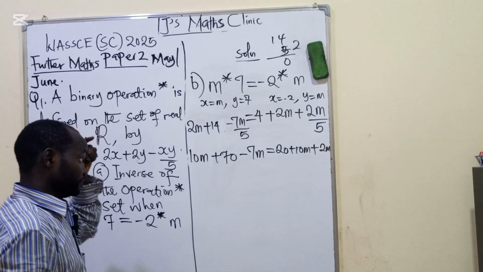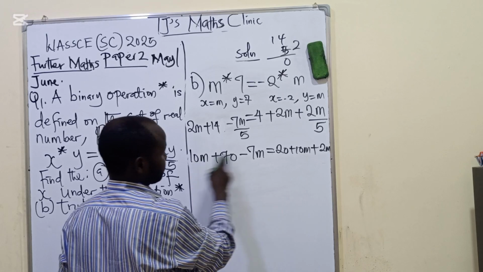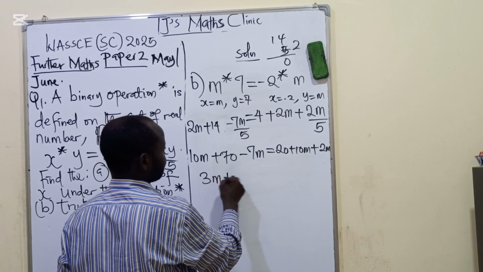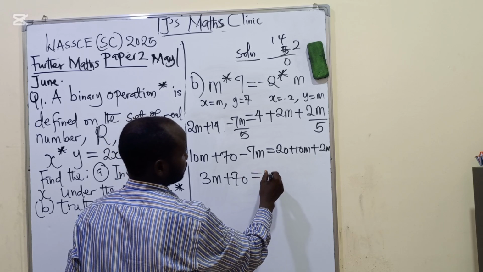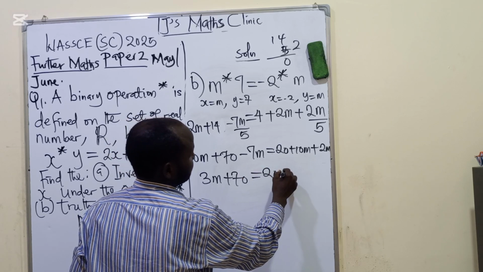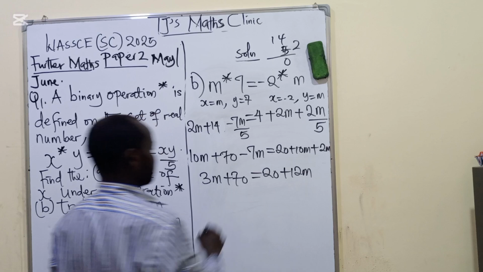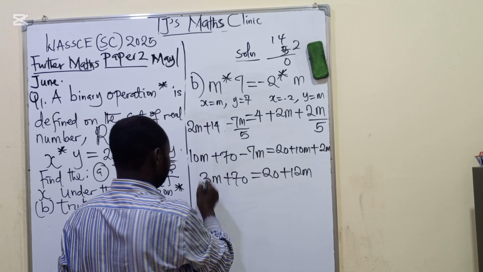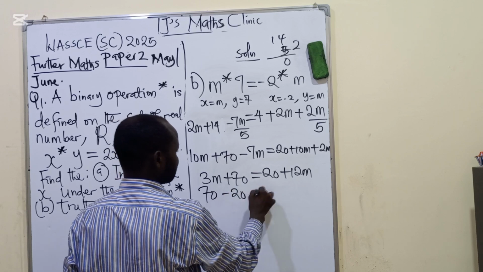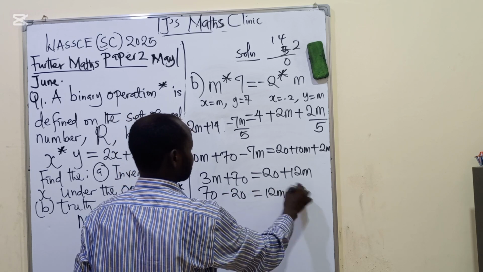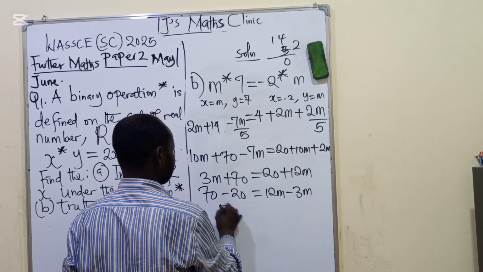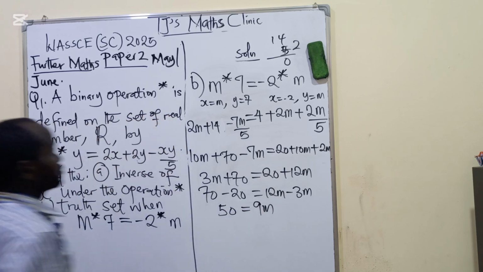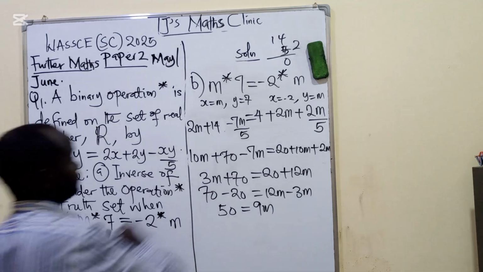So let's find M. 10M minus 7M, that's 3M. We have 3M plus 70 will be equals to -20 plus 12M. Our aim is to find M. Let's collect like terms. This will be 70 minus 20 will be equals to 12M minus 3M. This will be 50 will be equals to 9M. Let's check, let's still check very well.